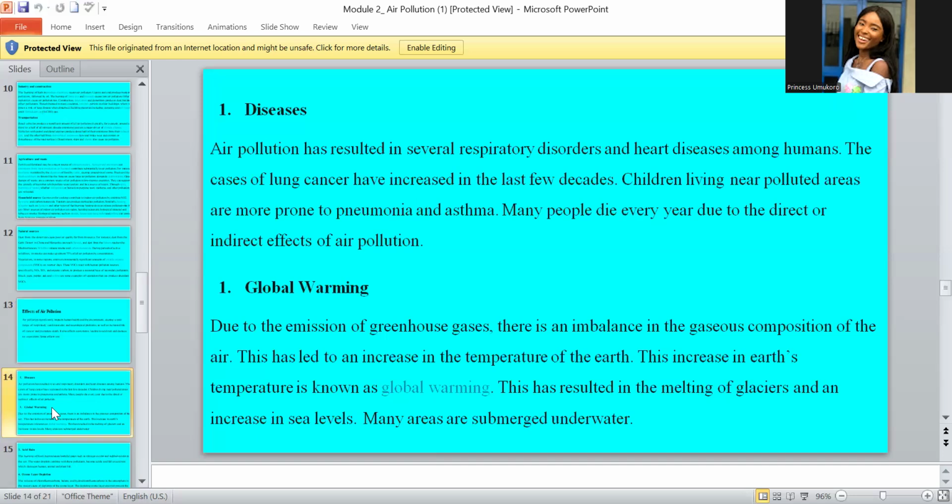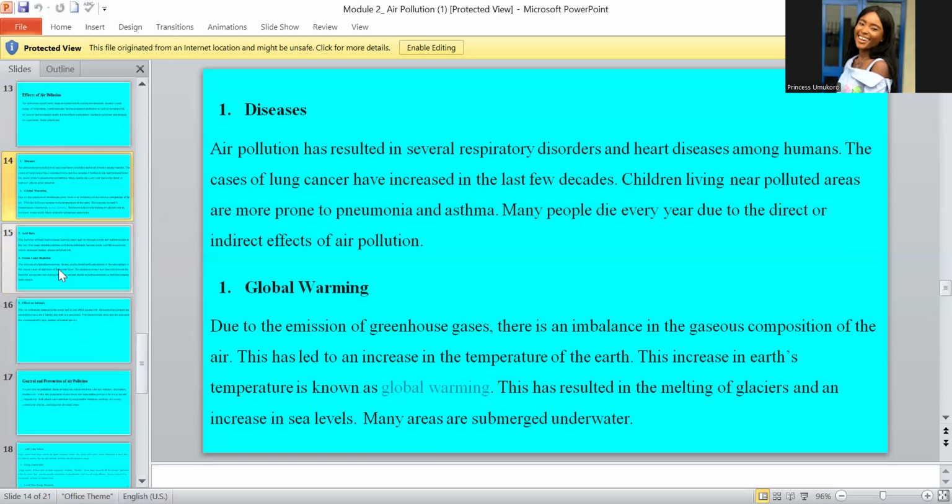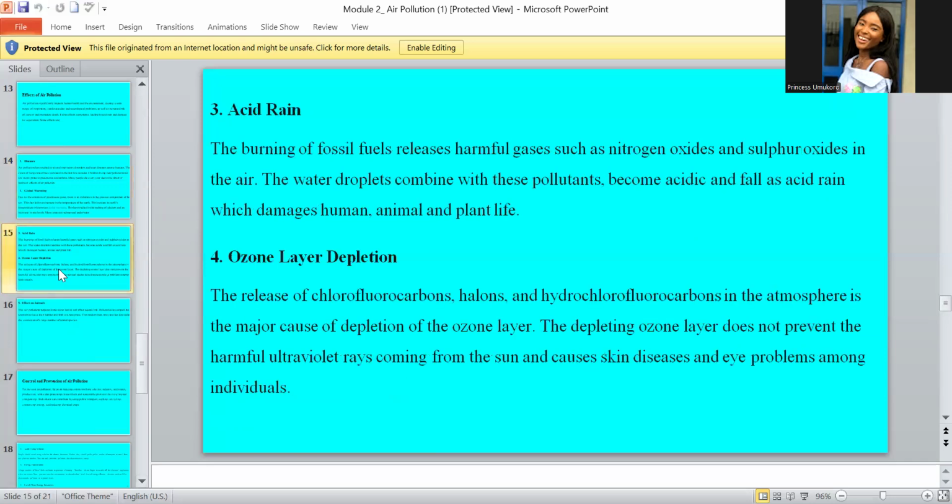We also have global warming as one of the effects. Due to the emission of greenhouse gases, there is an imbalance in the gaseous composition of the air, and this has led to an increase in the temperature of the Earth. This increase in Earth temperature is known as global warming. It has resulted in the melting of glaciers and an increase in sea levels.